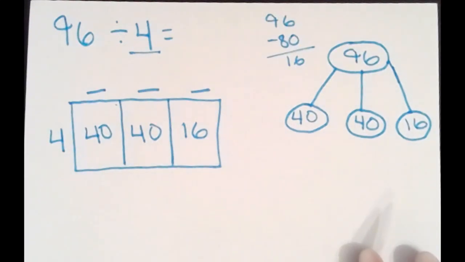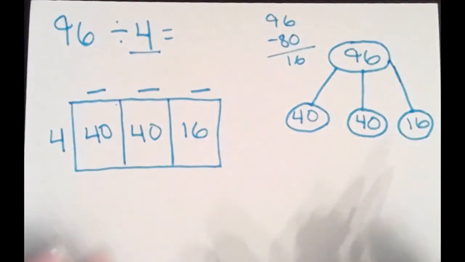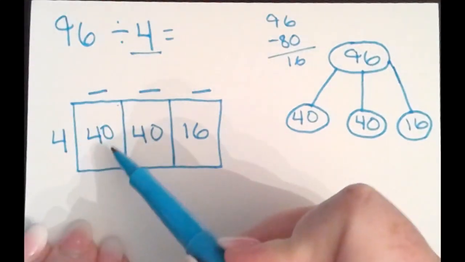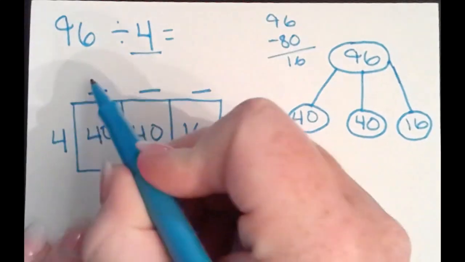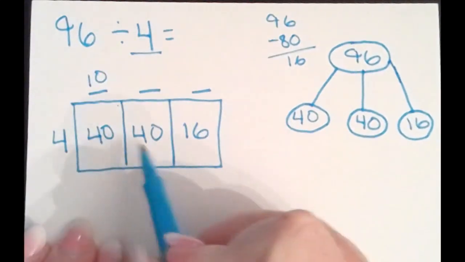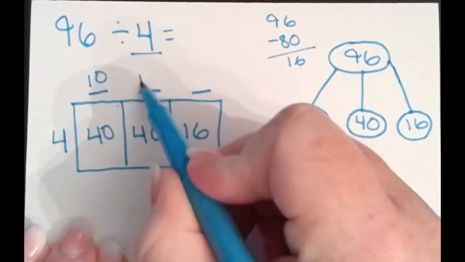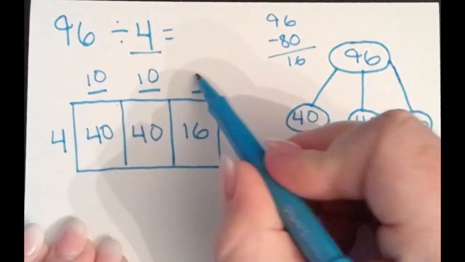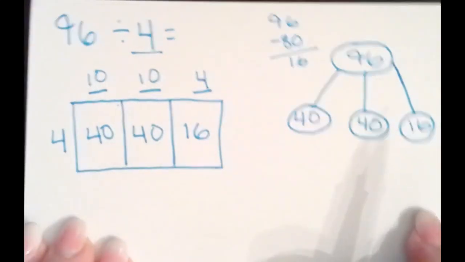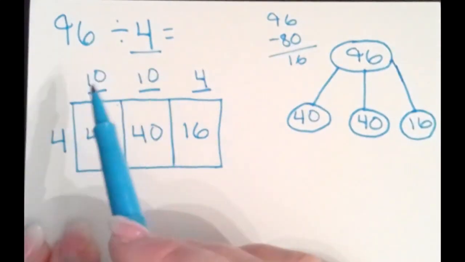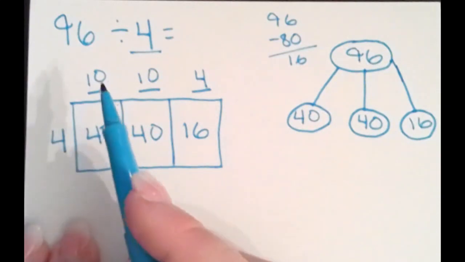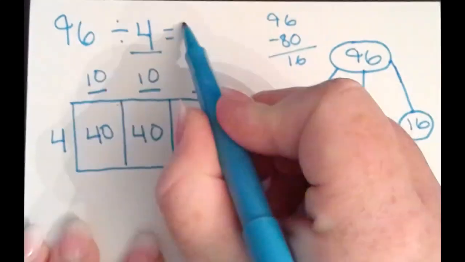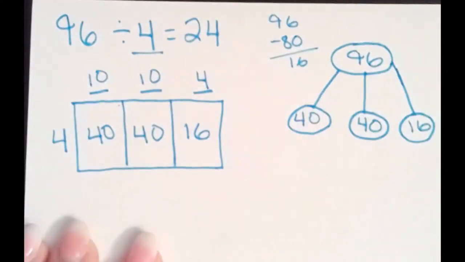Okay, so again, 40 times what would give me 40? So 40 divided by 4 is 10. Alright, same thing here, 40 divided by 4 is 10. 16 divided by 4 is 4. Okay, and so now I have these partial quotients. I would add them together. 10 plus 10 is 20, plus 4 is 24.